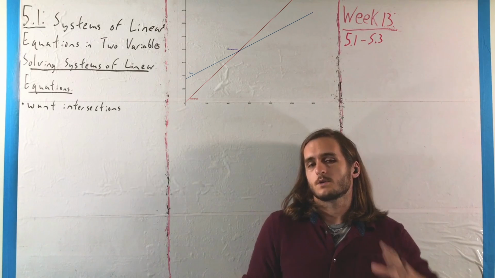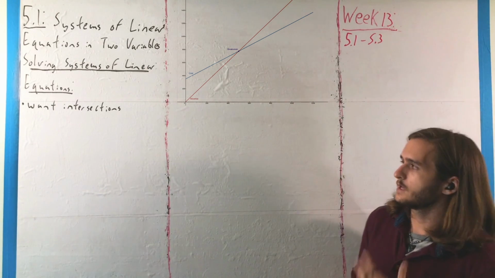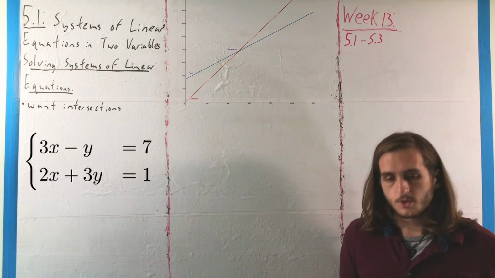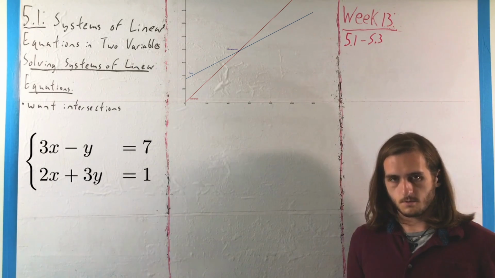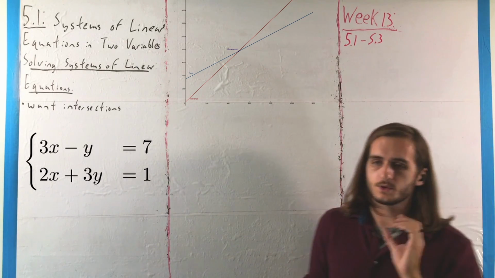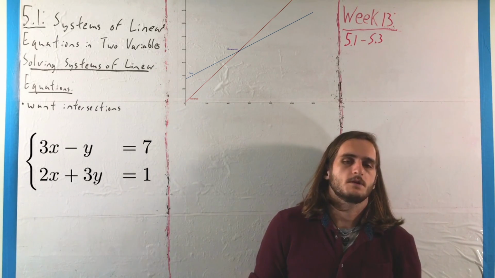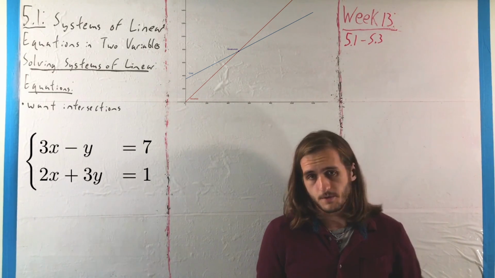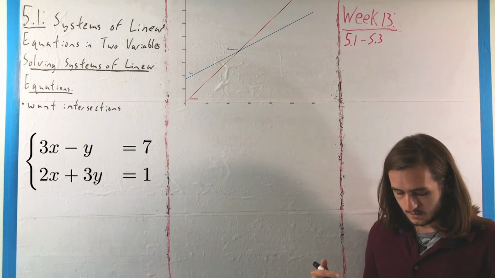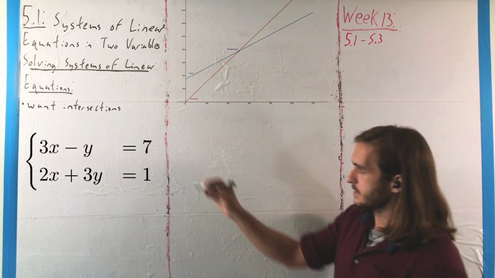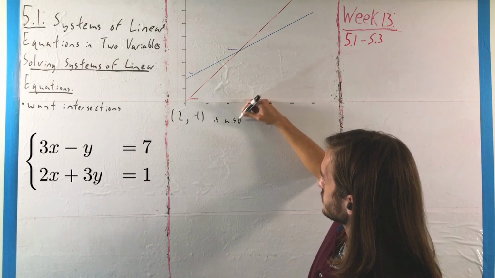But right now, we're starting with basic cases, with things like the linear system here, 3x minus y equals 7, and 2x plus 3y equals 1. We have those two equations there, which aren't quite presented as functions of x or y, and we want to figure out the values x, y that satisfy both of them. That is, we want to figure out where those two lines are going to happen to meet. And in particular, we could say that the point (2, -1) is a solution.